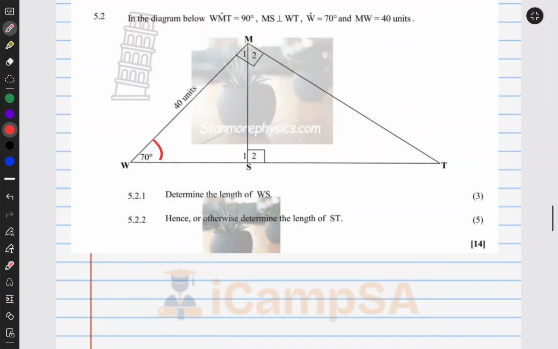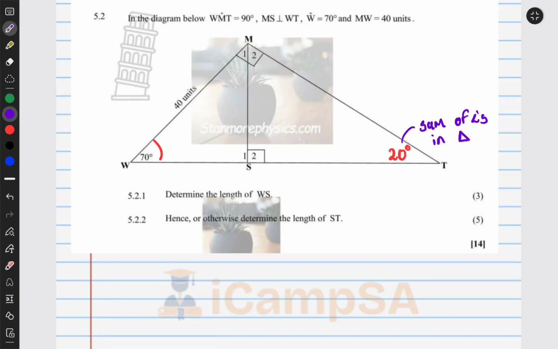Sum of angles in a triangle. So you're going to say 90 plus 70 is 160, and then 180 minus 160, the angle T is 20 degrees. The way we calculated it is the sum of angles in a triangle. Okay, we have that.